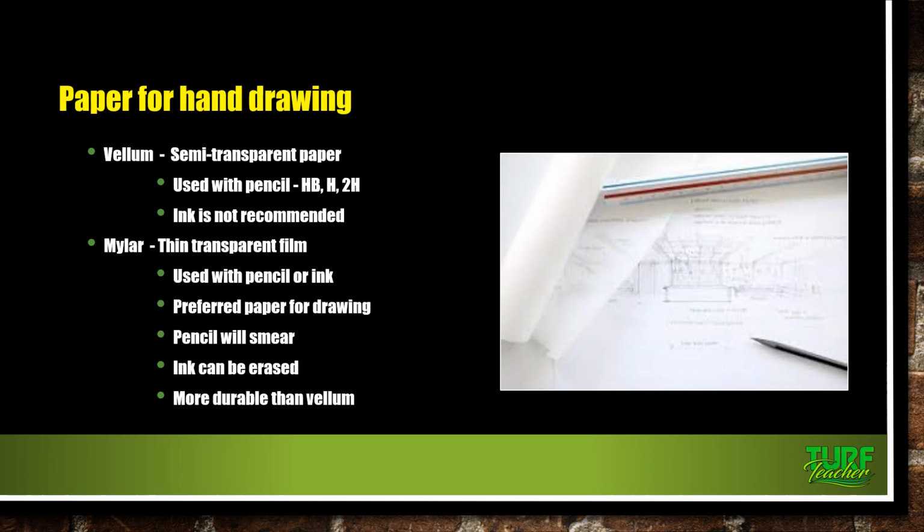Paper for hand drawing, vellum and mylar, they're both good. Vellum is semi-transparent. It's used with pencil, HB, H, 2H. Ink is not recommended. I use it, I'll be honest with you. I guess very seldom do I use a pencil anymore. I'm using the little fine point Sharpies or my Pentel sign pen.